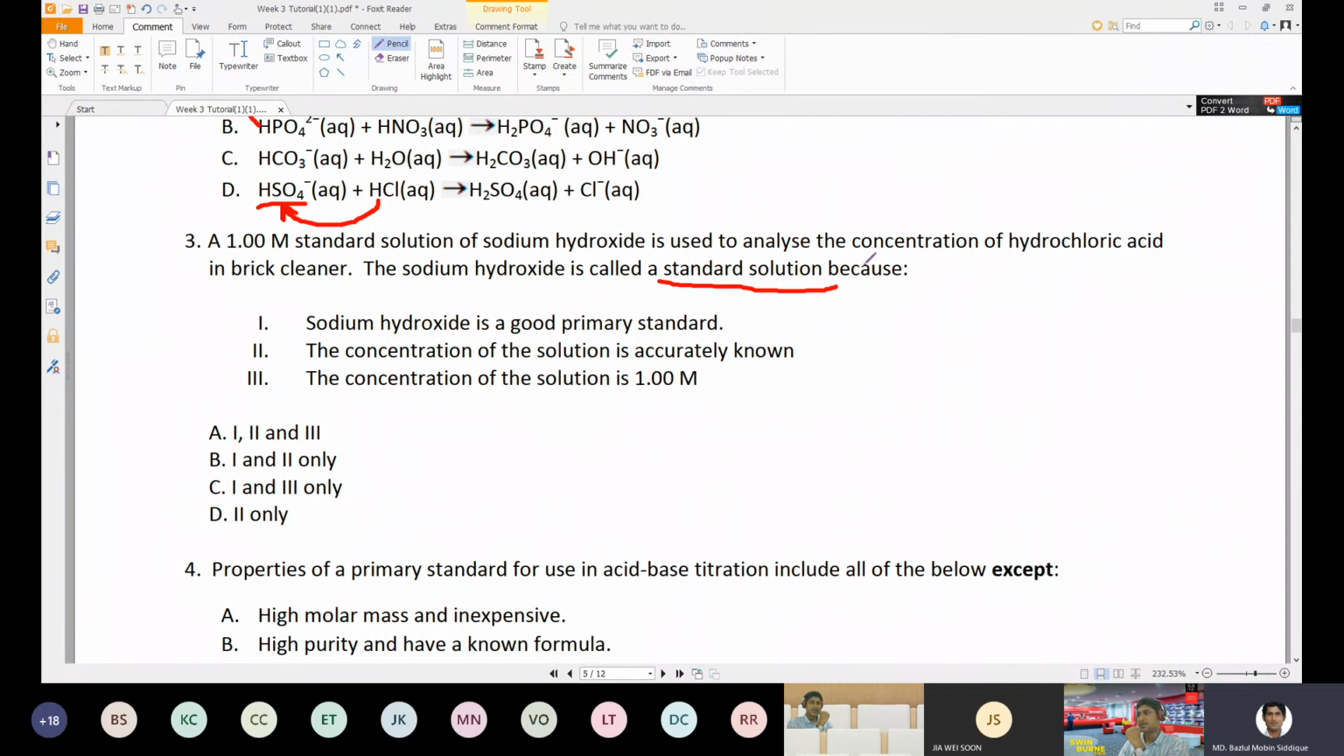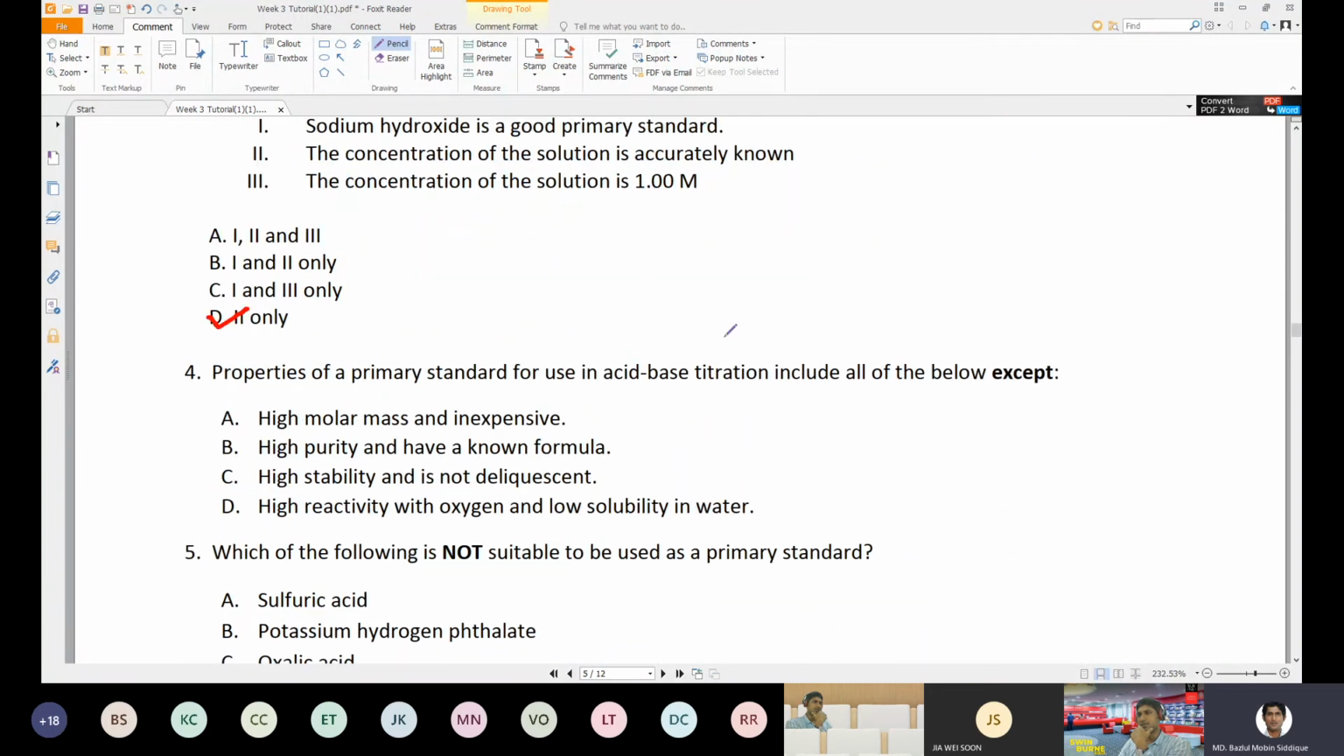We wanted to make 1 molar sodium hydroxide standard solution, and at the end probably we standardized it, or we calibrated it against a standard solution, so we exactly know the concentration of this sodium hydroxide. That is why it is called the standard solution. That means we are very confident of the concentration of the solution. The concentration of the solution is accurately known.